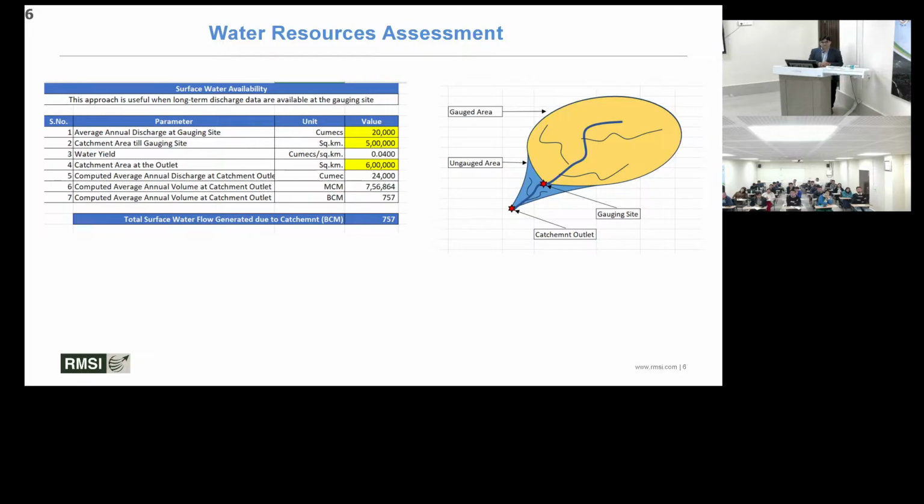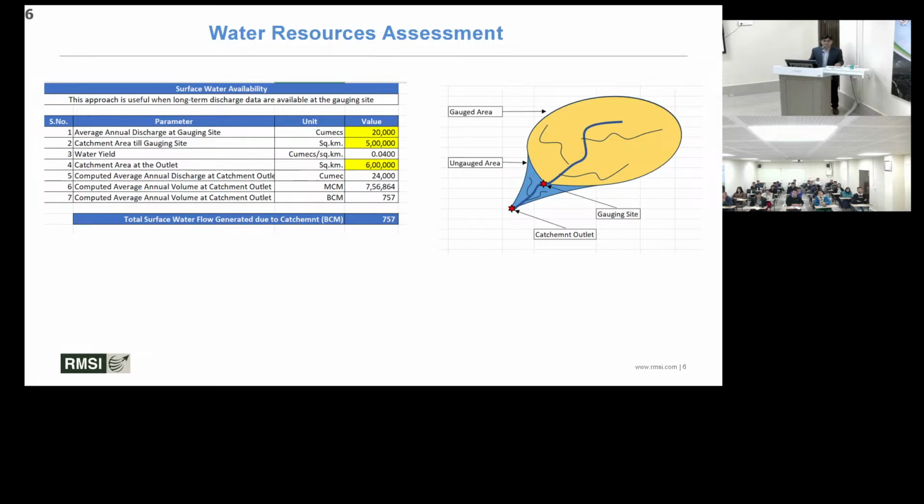In this formula you have to multiply by 60, then again 60, for seconds and minutes, then 24 hours, then 365 days. This is the simple unit conversion for estimating the water on an annual basis. It comes to around 7,56,864 in MCM units. If your estimation is in meter cube, you have to divide by 1 million to convert to MCM, then divide again by 1000 for BCM. So the water resources availability using this method comes to around 757 BCM.